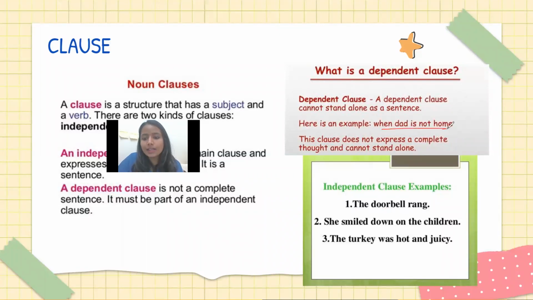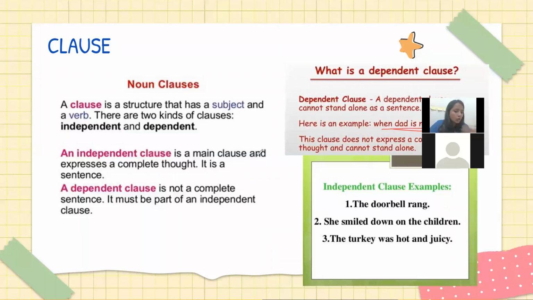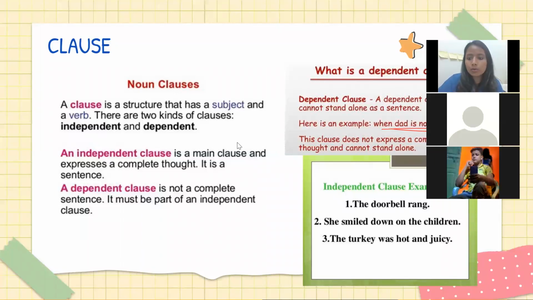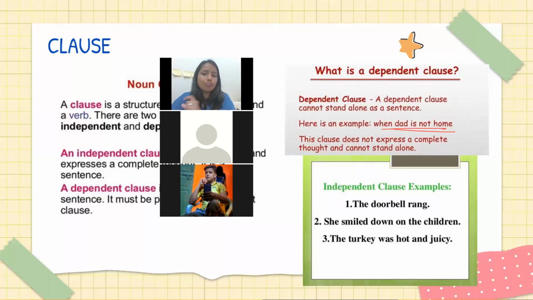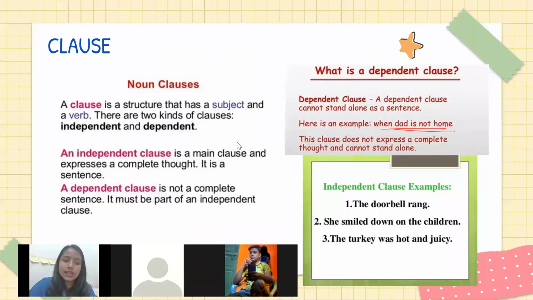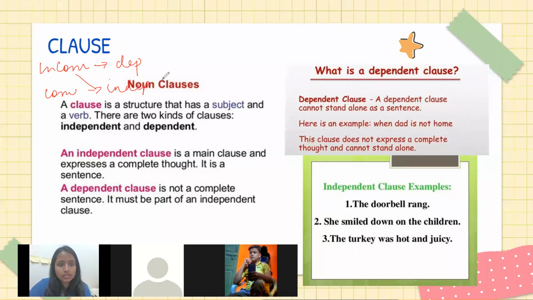For example, when dad is not home. When dad is not home, aage kya? Nothing is there. So it is a dependent clause. It needs one more sentence here to be complete. Okay. So I told you, you have to remember incomplete sentence. Incomplete is dependent and complete is independent. I told you this is the opposite. In wala is opposite. Okay, so our revision is done.